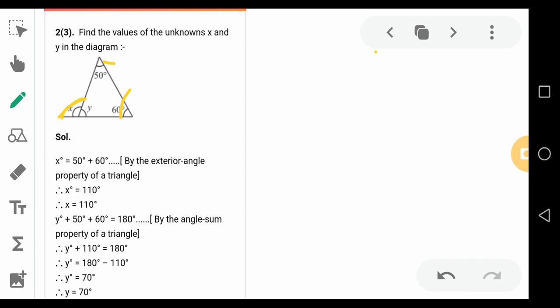So how will you find x? x is equal to 50 plus 60. You have to write the reason inside the bracket. Okay, like this you have to write the reason. Why is it so? Okay. So 50 plus 60 is 110. So you got x as 110. So if x is equal to 110, how will you find y?